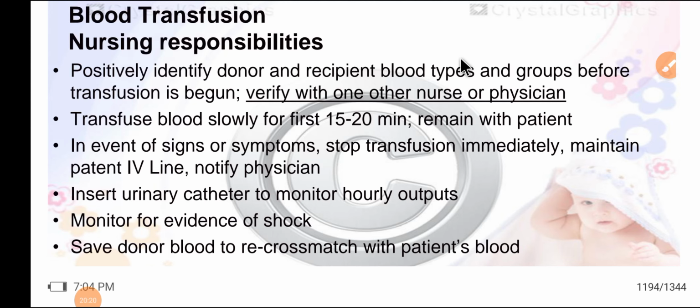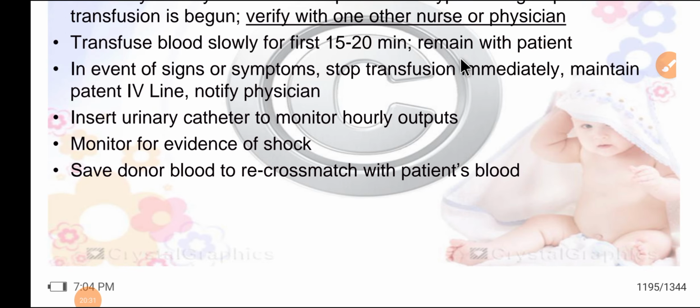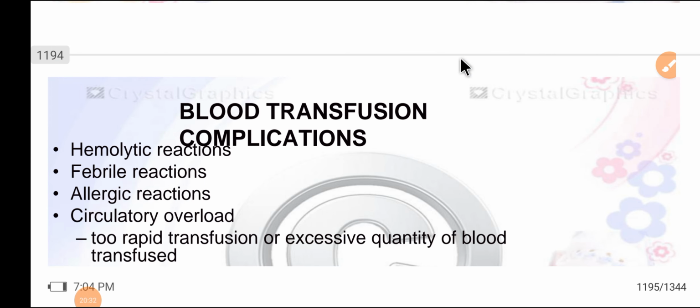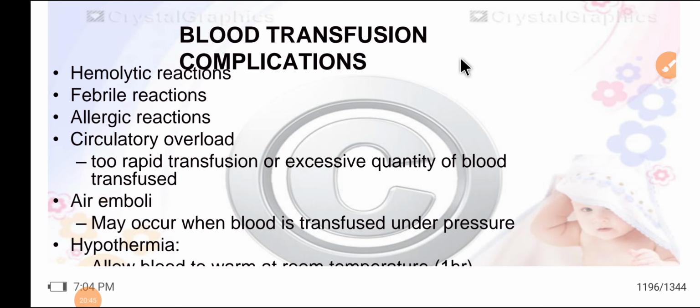Insert a urinary catheter to monitor hourly output. Monitor for evidence of shock. Save donor blood to re-cross match with the patient's blood. Blood transfusion complications: hemolytic reactions, febrile reactions, allergic reactions, circulatory overload due to rapid transfusion or excessive quantity of blood transfused.